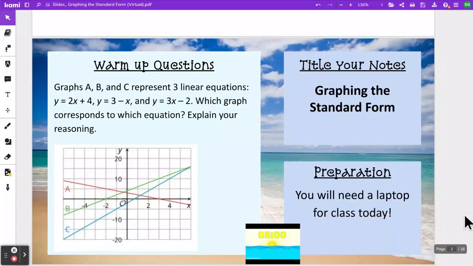Hello, Algebra students. This lesson is on graphing the standard form. In the previous lesson, we were looking at graphing from factored form, and so this is the second half of our learning how to graph quadratic equations lessons. To get us ready for our lesson today, please try the warm-up question on screen.